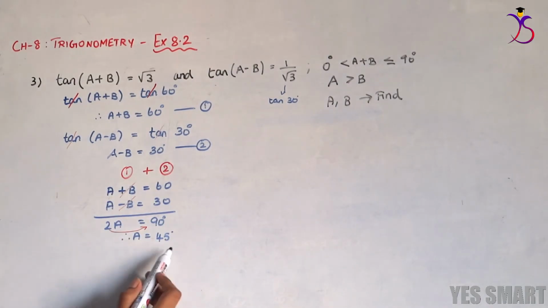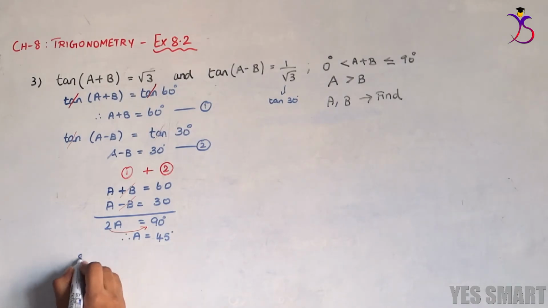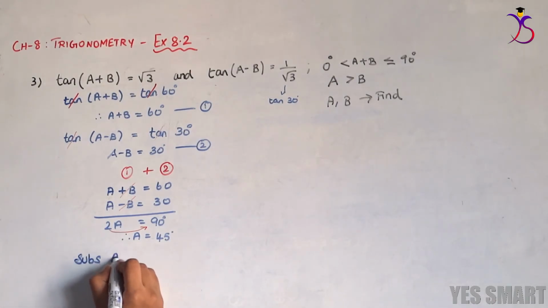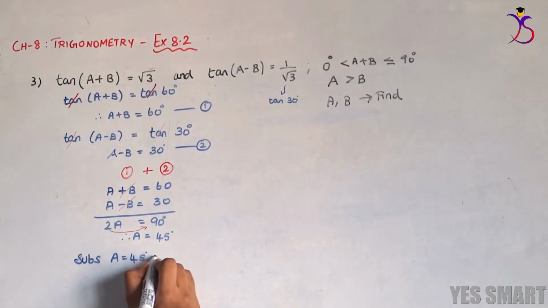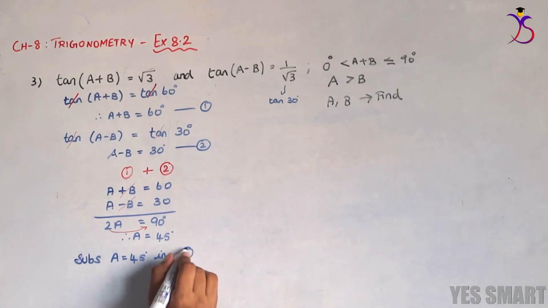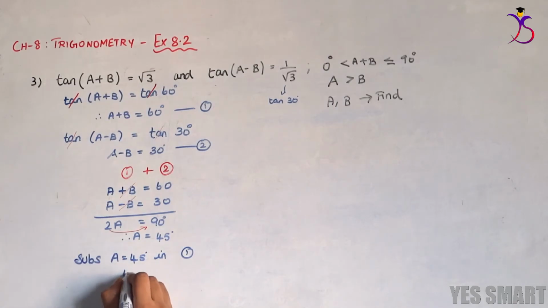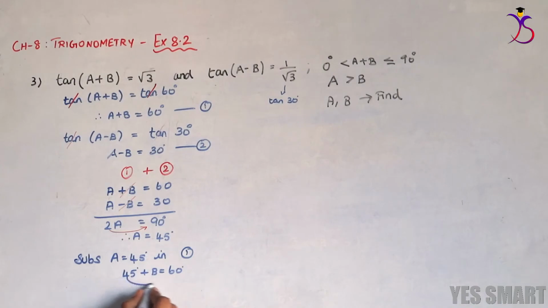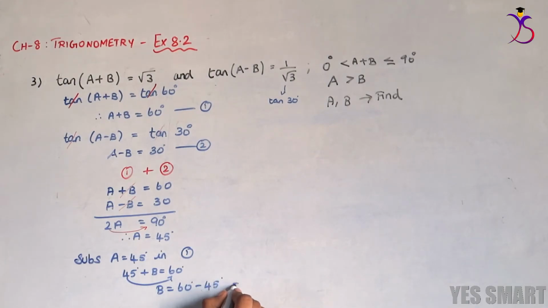Now I am going to substitute this value in the equation. Substitute a equal to 45 degree in 1. Therefore 45 degree plus b equal to 60 degree. This 45 comes this side, it becomes minus. Therefore b equal to 60 minus 45, which is 15 degree. Hence angle A equal to 45 degree and angle B equal to 15 degree. So we have found what they have asked.